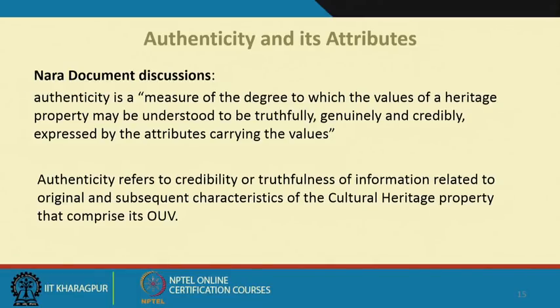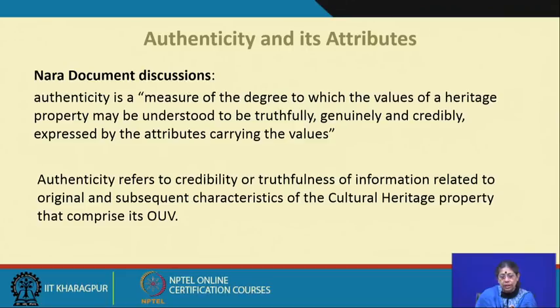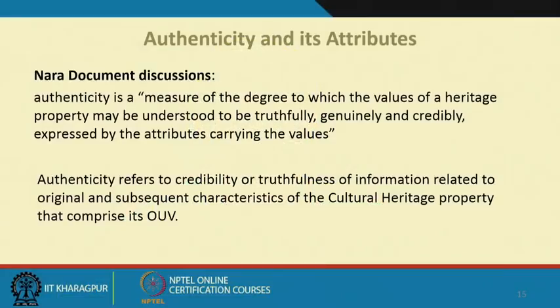So, there is a document, because even over the years how we understand authenticity, what the characteristics or attributes are, has been changing a lot. But the Nara document is the one which actually talks a lot about this authenticity. Authenticity is a measure of the degree to which the values of a heritage property may be understood to be truthfully, genuinely and credibly expressed by the attributes carrying the value. I have explained that there is a relationship between the attributes, the value and the significance.